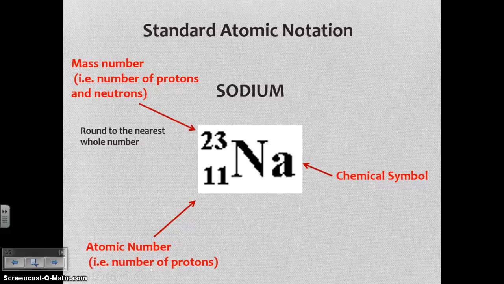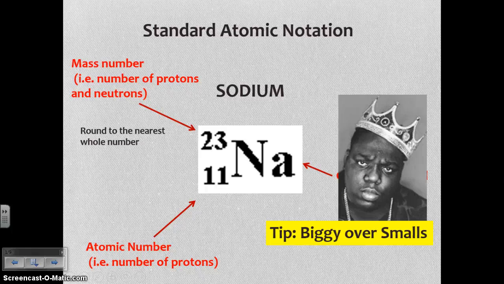All right, and continuing on. Oh, another tip, I forgot about this, to help us remember what goes on the top and what goes on the bottom. Well, it's always the big number on the top and the small number on the bottom. So you can think biggie over smalls. Get it? I thought it was pretty cool.